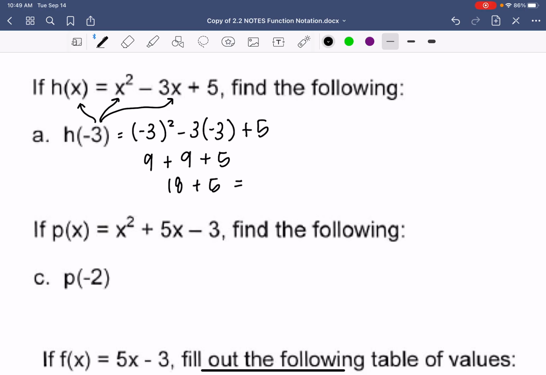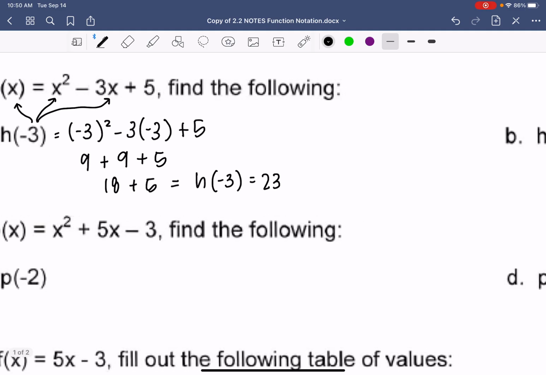18 plus 5 will get us 23. So h of negative 3 gets us 23. Then we make our coordinate or ordered pair. So negative 3, comma 23.